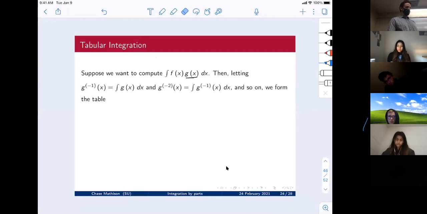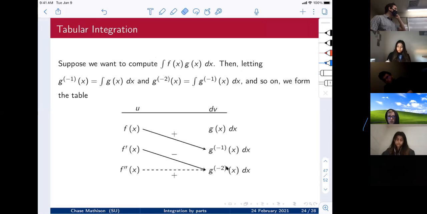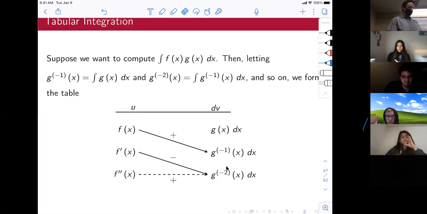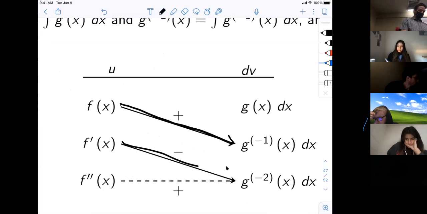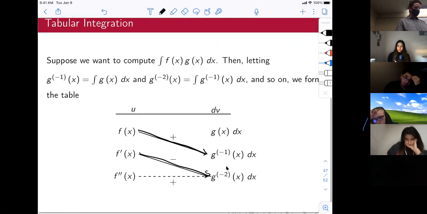Okay, at every step of the way, I'm going to choose u to be f of x or some derivative of f of x. And then at every step of the way, I'll choose dv to be the resulting antiderivative when I take antiderivatives of g. Then you draw a line from this first f down to the second row in the dv column, and then from the second row of the u column to the third row of the u column, and then you've got this dashed line here in the bottom. This seems like gibberish right now, but here's how you use this table.